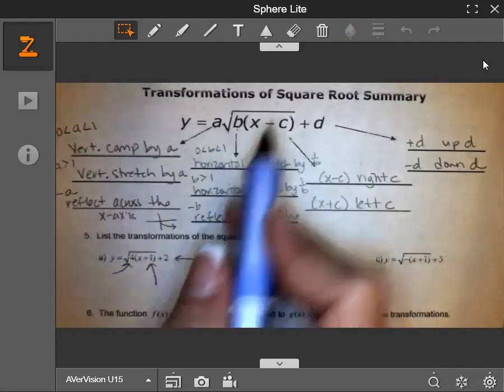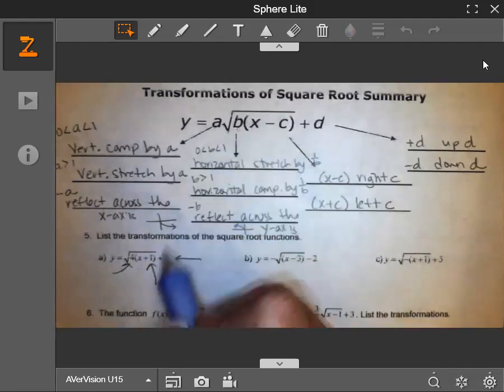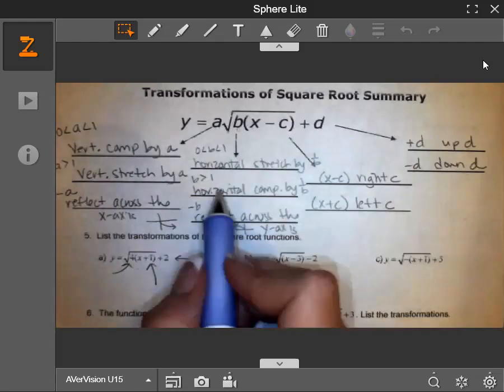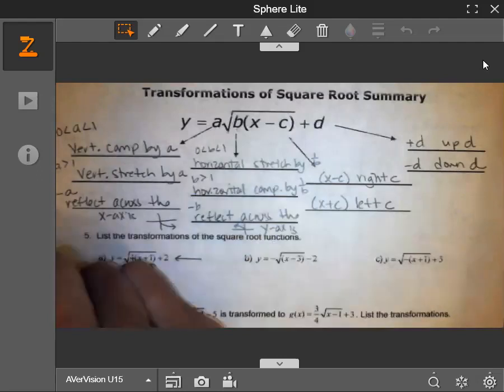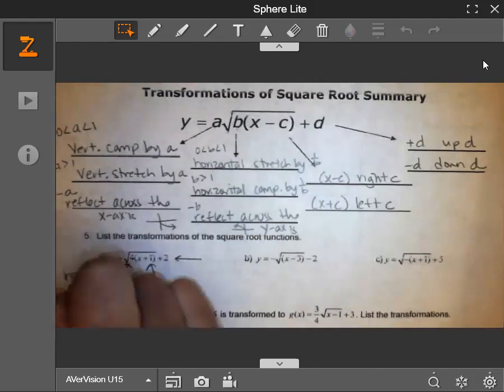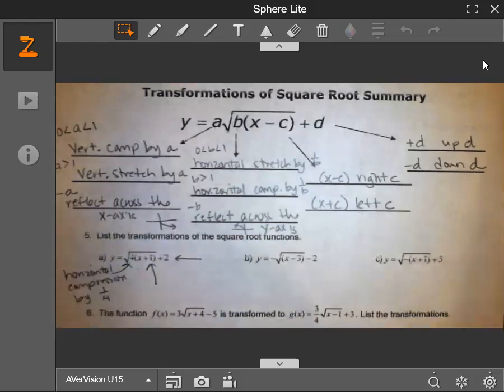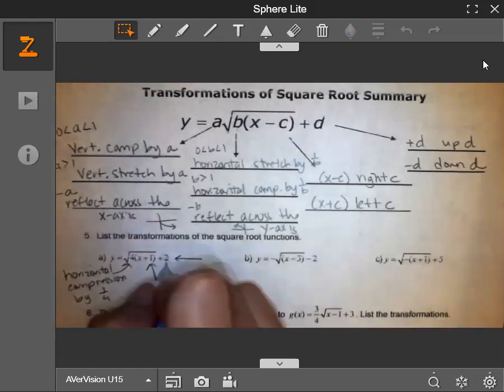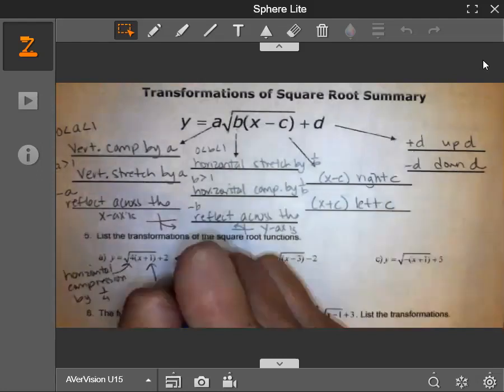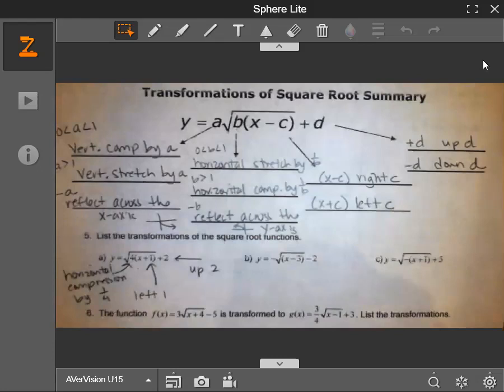Now we said that when the B value is greater than 1, which 4 is greater than 1, it is a horizontal compression by 1 over B, which would be 1 over 4. So this is a horizontal compression by 1/4. For the part here, X plus 1, we said if it's X plus C, it would go left C units. So this is to the left 1. And then this last one, the plus 2, is that D value, so this would go up 2 units. And that's how we would graph from the parent function.